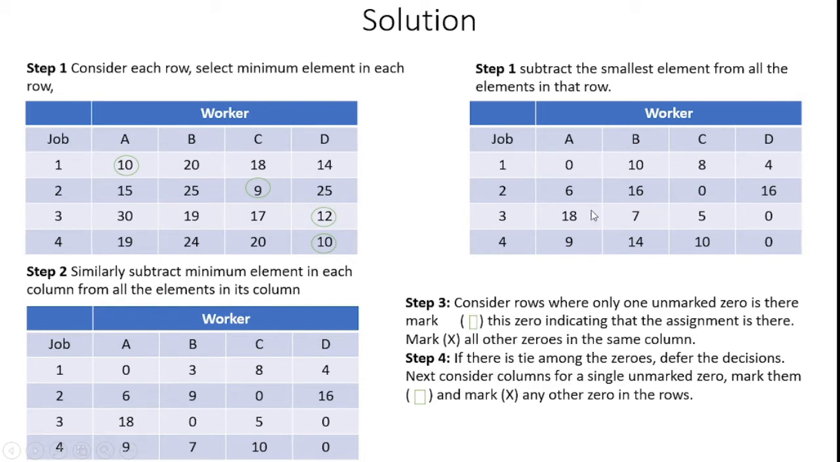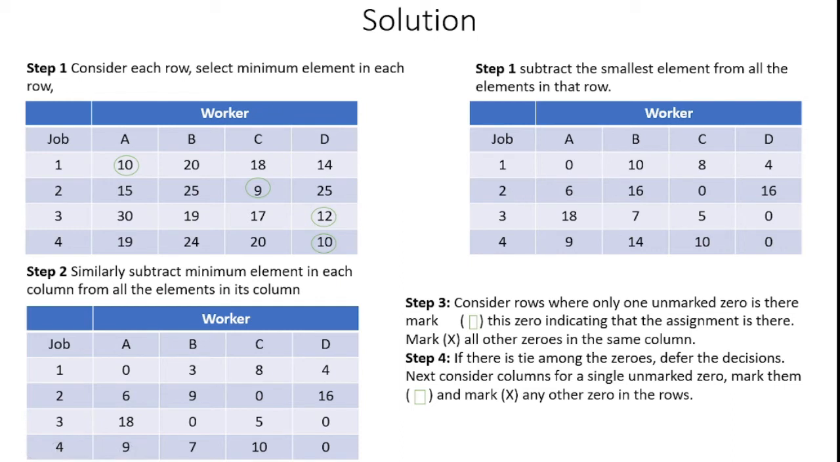From this, I get 18, 7, 5, and the fourth cell of the third row is 0 because the minimum element is 12, so 12 minus 12 is equal to 0. After that, in the fourth row, there are 19, 24, 20, 10 available. In that, 10 is the minimum value. So 19 minus 10 is equal to 9. 24 minus 10 is equal to 14. 20 minus 10 is equal to 10. After that, 10 minus 10 is equal to 0. I arrange the cells with respect to this rule.